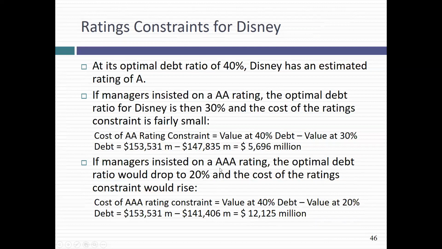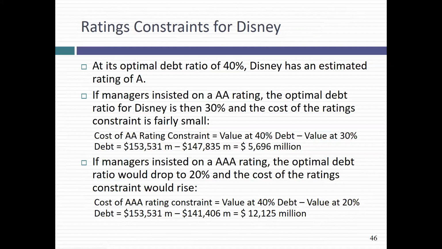If the managers insist that they require a AAA rating, we're not going to have an optimal debt ratio any lower than 20%, right? Because if we keep increasing the debt, it's not surprising that the rating's going to drop. So that means that we actually have a pretty tight restriction on our debt ratio. It's not going to be able to go above 20%. 20% gives us a fairly small value, right? Because what we find is that the value at 40% was 153. The value at 20% is only 141, right? So we're actually losing now $12 billion in value, according to these calculations.